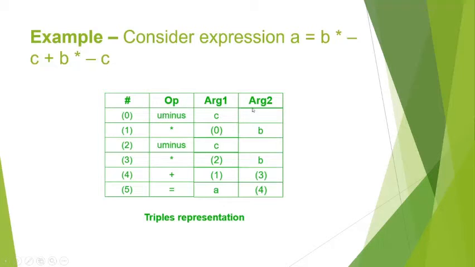So the first line's result is stored in this reference. It is pointed to by reference 0. The second line output is pointed to by reference 1. Third line output is pointed to by reference 2. Likewise, it continues. So this is called the triples representation.